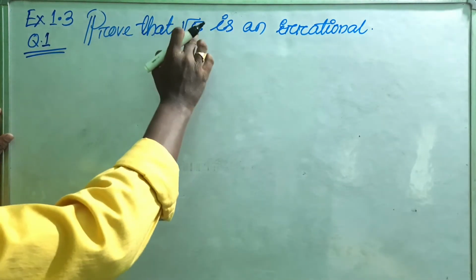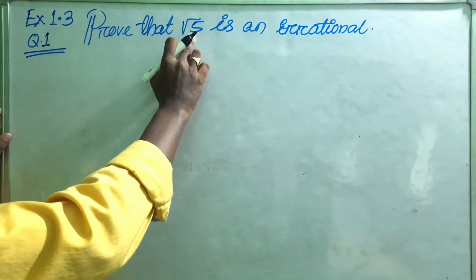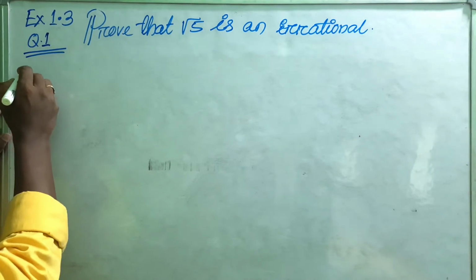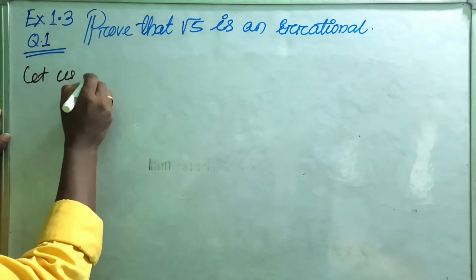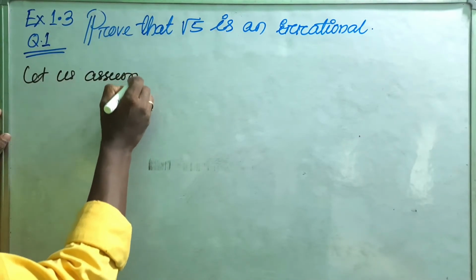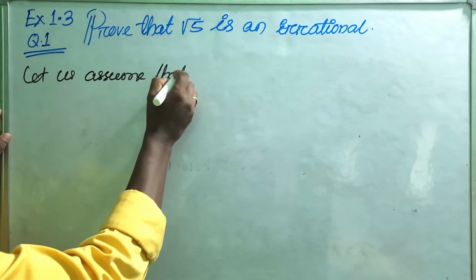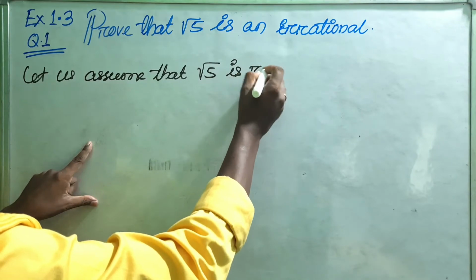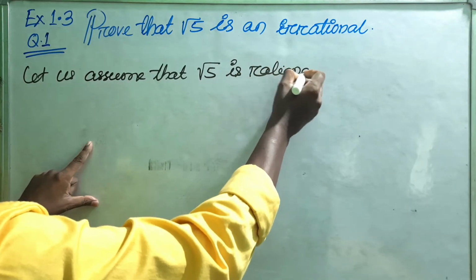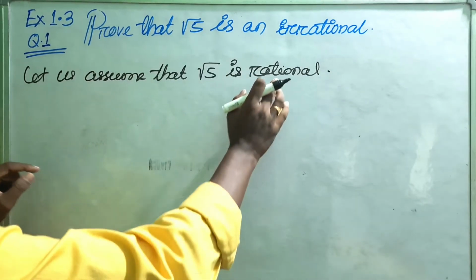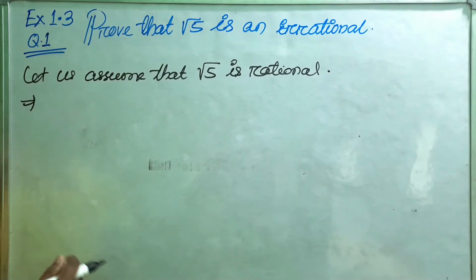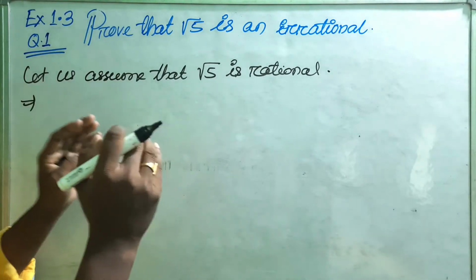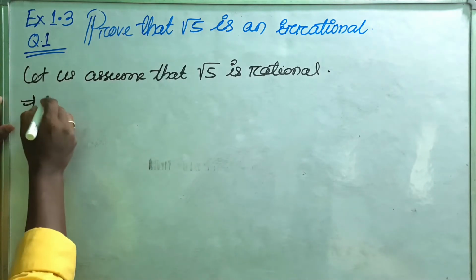Now we have to prove this one is irrational, so we will take its contrary. That means we have to assume this is rational. So you write down here: let us assume that root 5 is rational. If root 5 is rational, then it can be expressed in p by q form or a by b form, according to the definition of rational number.